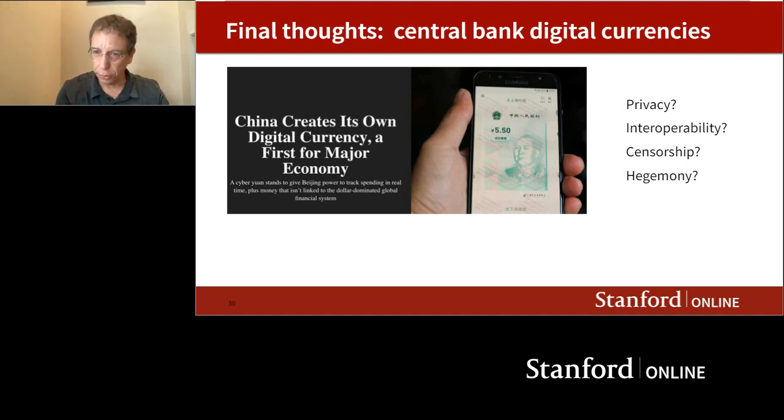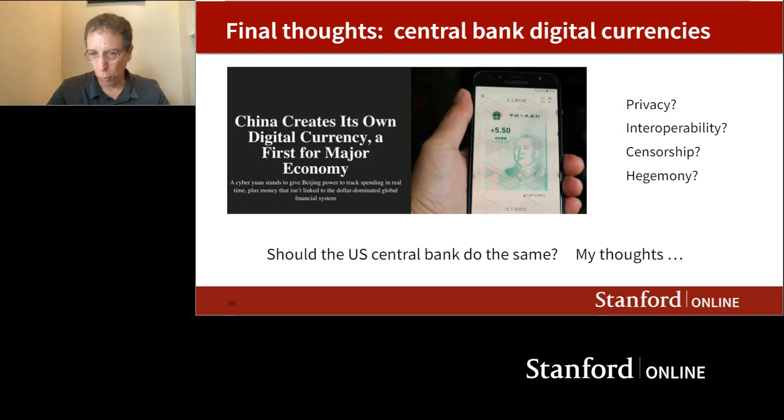The one thing that I wanted to talk about is, what should countries in the West do? In particular, what should the U.S. central bank do? Should it also provide its own digital currency? And again, people have lots of different opinions about this. My personal opinion is that this is kind of not how things work in the U.S.